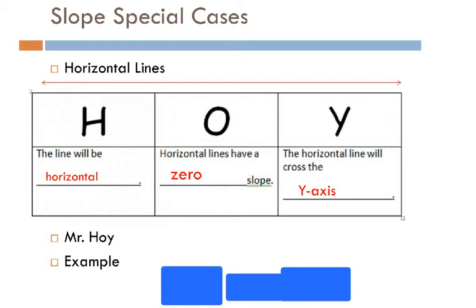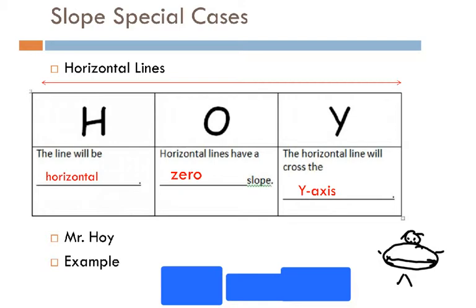And so we also have a Mr. Hoy. And a Mr. Hoy, he's pretty short in stature, and he has a pretty round belly. So Mr. Hoy here, he has a 0 slope, and he's horizontal. Hopefully you're a little bit better of an artist than I am in your notes.